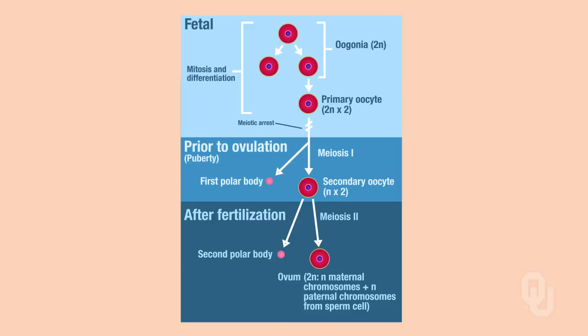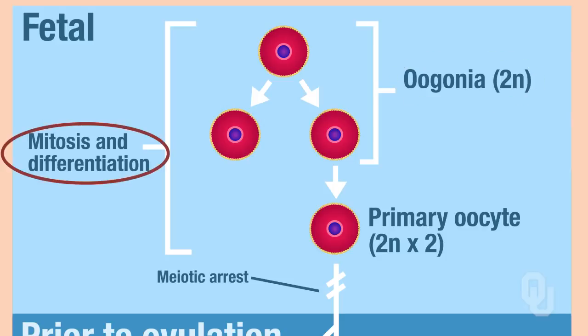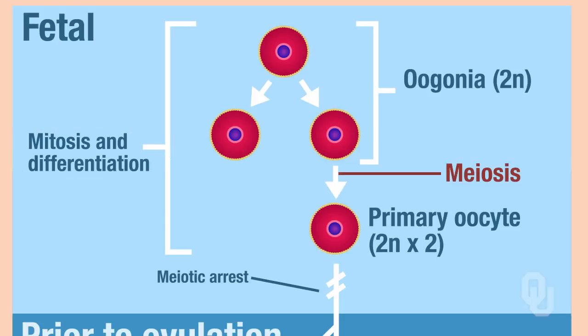So we're going to start off with the oogonia in fetal development. The oogonia is diploid, it's 2N, and this is considered the germ cell in the female reproductive tract. So the oogonia undergoes mitosis during fetal development. And remember that the oogonia are fixed. The number of those are fixed. And so once the oogonia undergo mitosis, then some of these will actually begin meiosis.